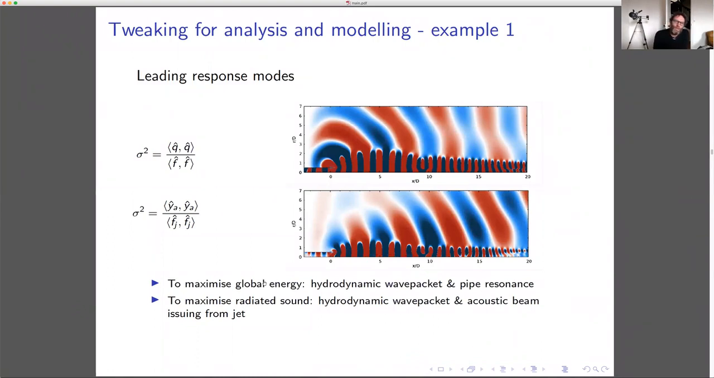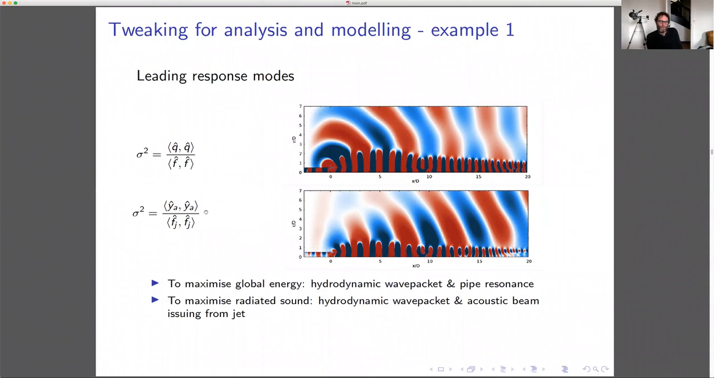So here we have examples of the leading response modes. On the top, you're looking at a mode that you obtain using the standard resolvent analysis, where you're trying to maximize global energy. And what this tells you is that to maximize global energy, you need to generate a hydrodynamic wave packet. Here's the nozzle, this is the jet region. You see the saturated thing, which is a hydrodynamic wave packet. And in this case, for the maximization of global energy all over the domain, it looks like it's also leveraging some kind of pipe resonance. You can see sound waves that are issuing from the nozzle.